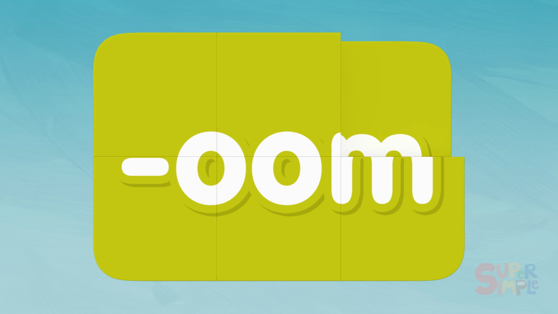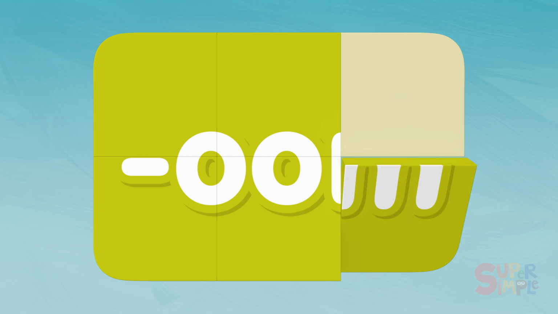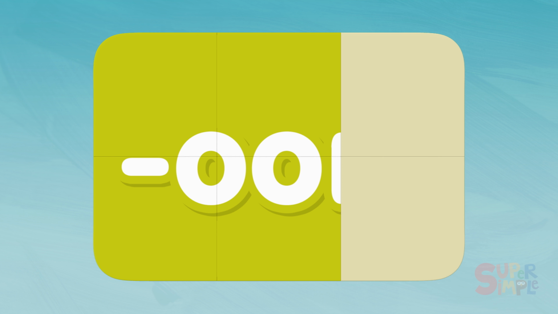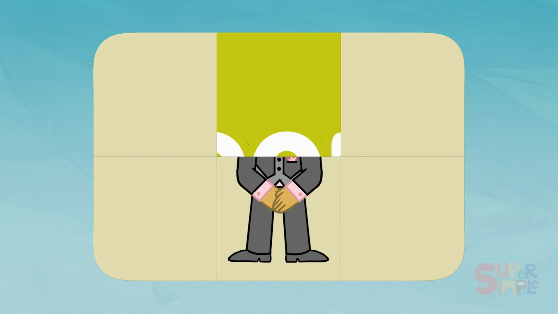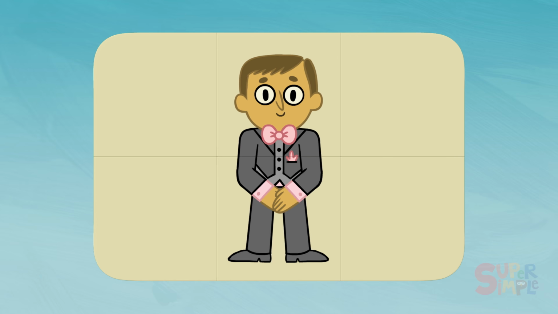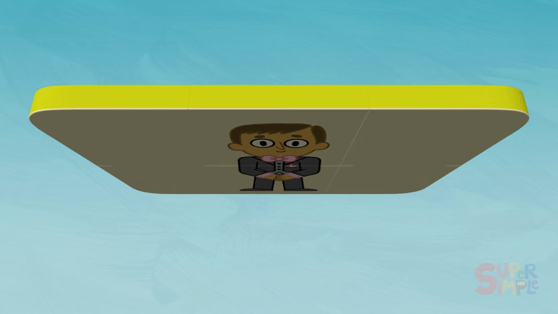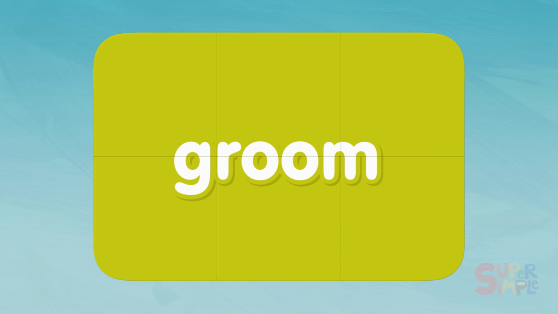Let's try another one. I don't see anything yet. Nothing there either. This one is tricky. What could it be? There is something. It looks like 2 feet. It must be a person. Groom. G-R-O-O-M. Groom.